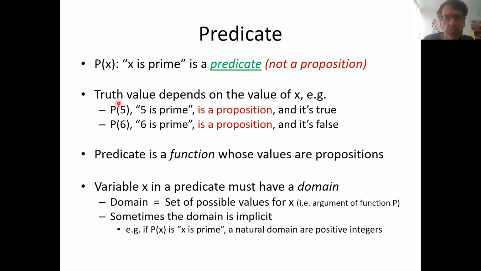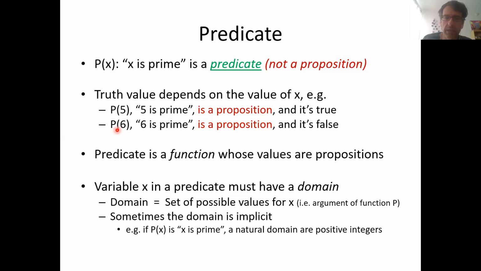So for example, take x equals 5. If I instantiate this predicate with x equals 5, then I get a proposition. The proposition is p of 5. What is that proposition? Well, it's equal to: 5 is prime. It's a statement. It's a proposition. And it happens to be true.